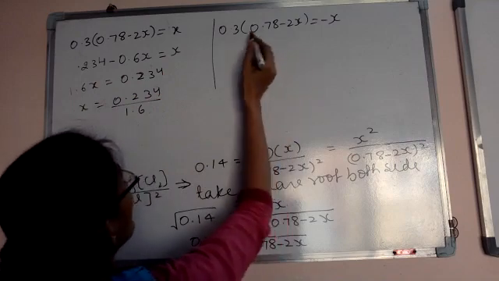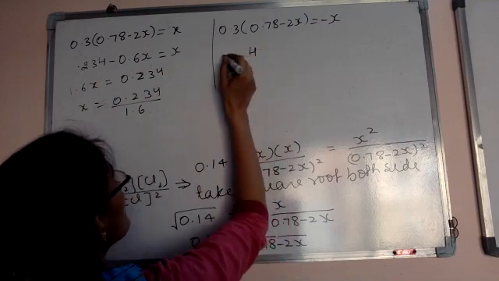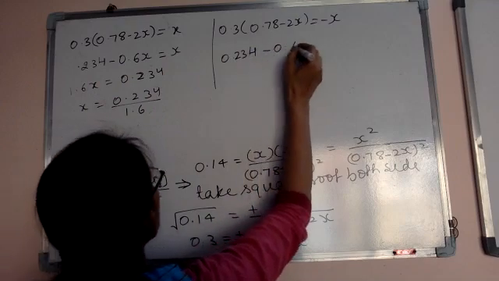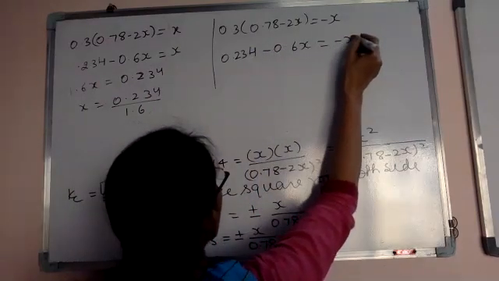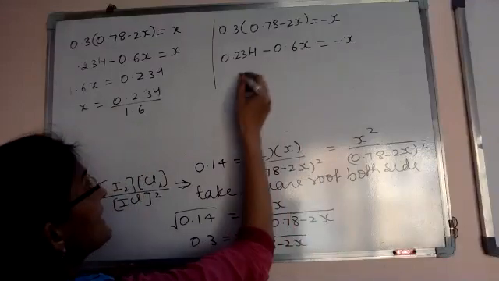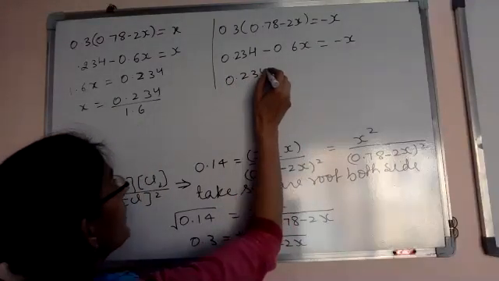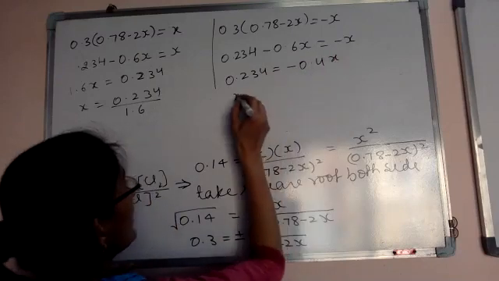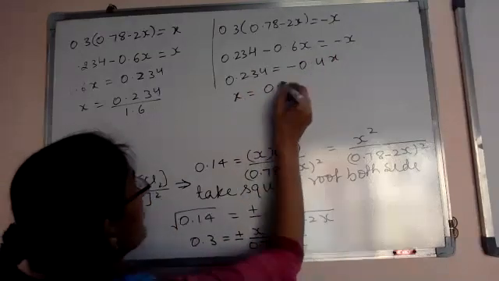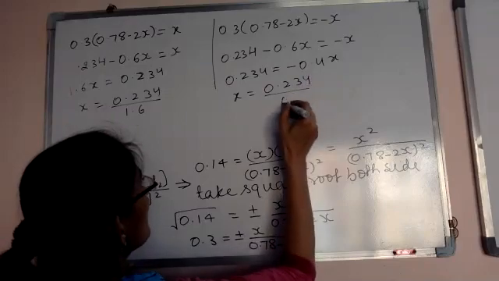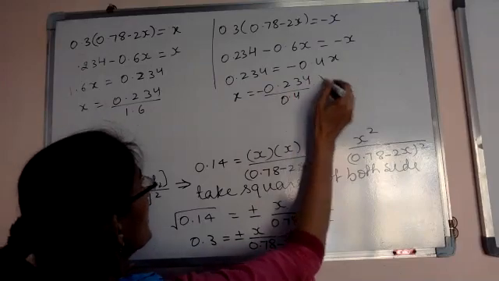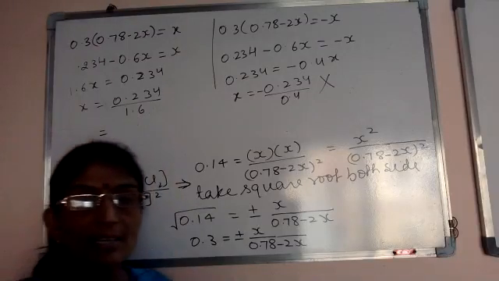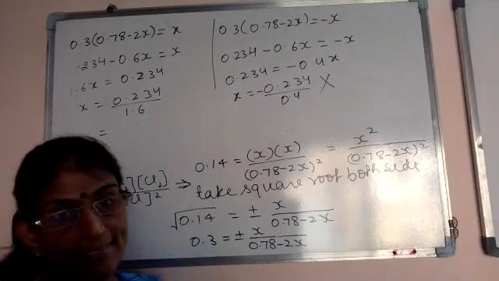Same way we can calculate this. 0.234 minus 0.6x is equal to minus x. If we take that side, 0.234 equals minus 0.4x. And the value of x will come negative. Concentration is never negative. If concentration is negative, that value is not possible. So this is the possible value of x.